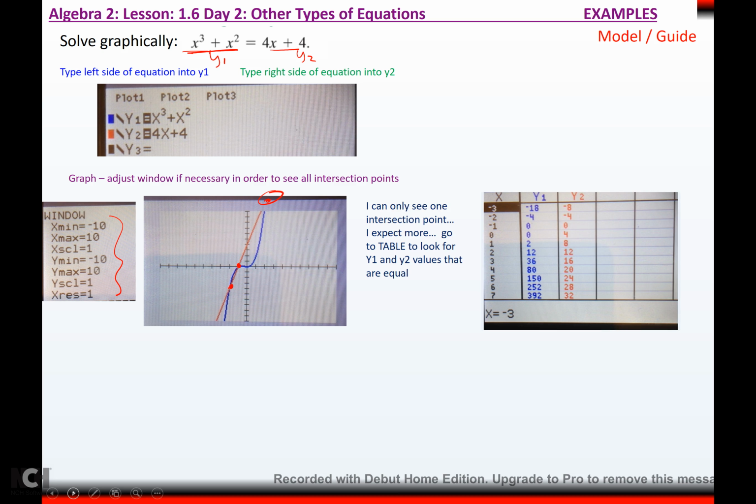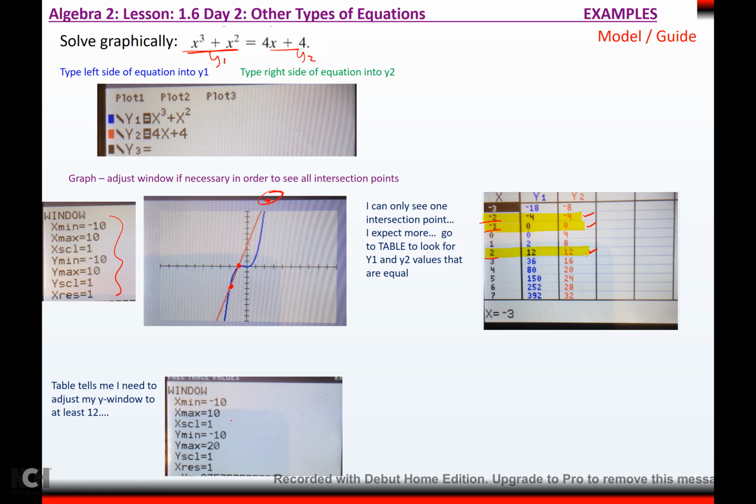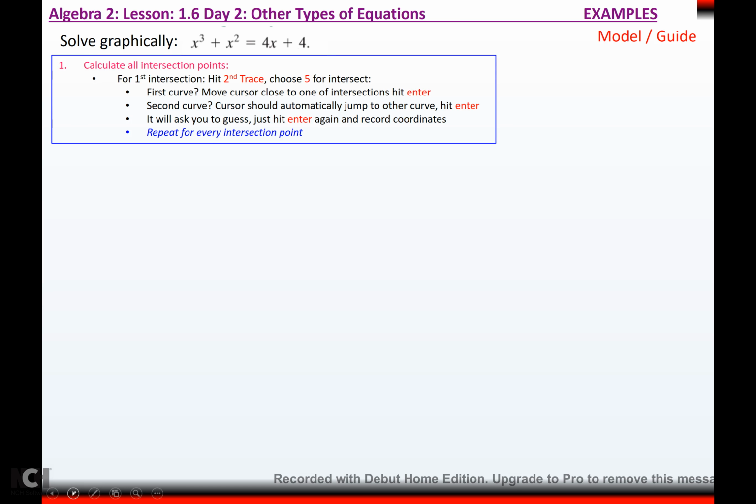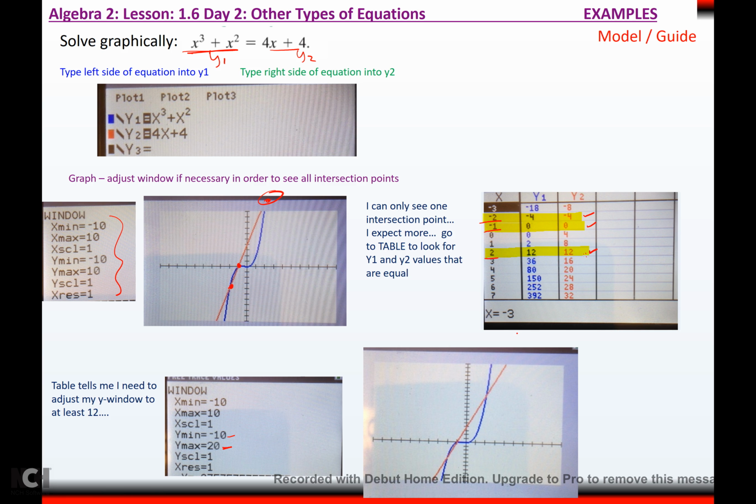Or I can look at the table, and I'm looking for matching y coordinates, and I got -4, 0, 12, which means my answers are -2, -1, and 2. But let's calculate them. So I adjusted my window. I know I've got to go up to at least 12. So I went from negative 10 all the way up to 20 instead of 10. Oops. And I got this picture. So now I can see all three of my intersection points.